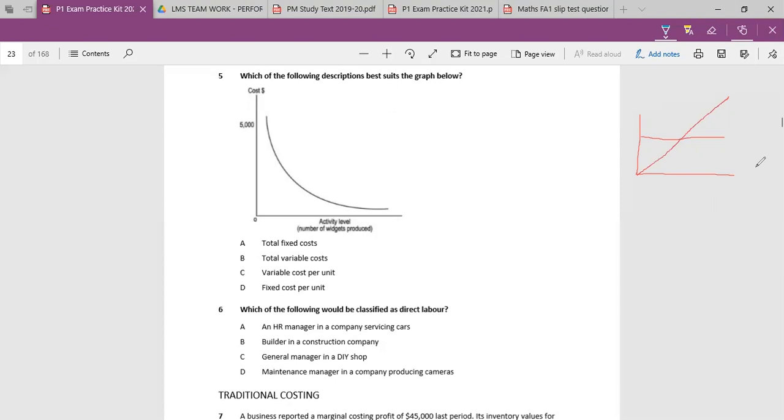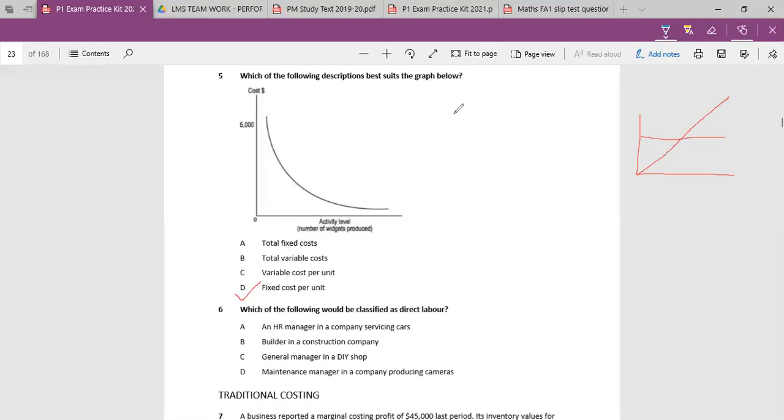Let's say fixed cost is 10,000. Initially, the number of units is 100. So 10,000 divided by 100. Is it 100 or 1,000? 1,000. Okay. Variable cost per unit would remain the same. Every single unit which is produced will have the same value. So the one which best suits this particular graph is fixed cost per unit.